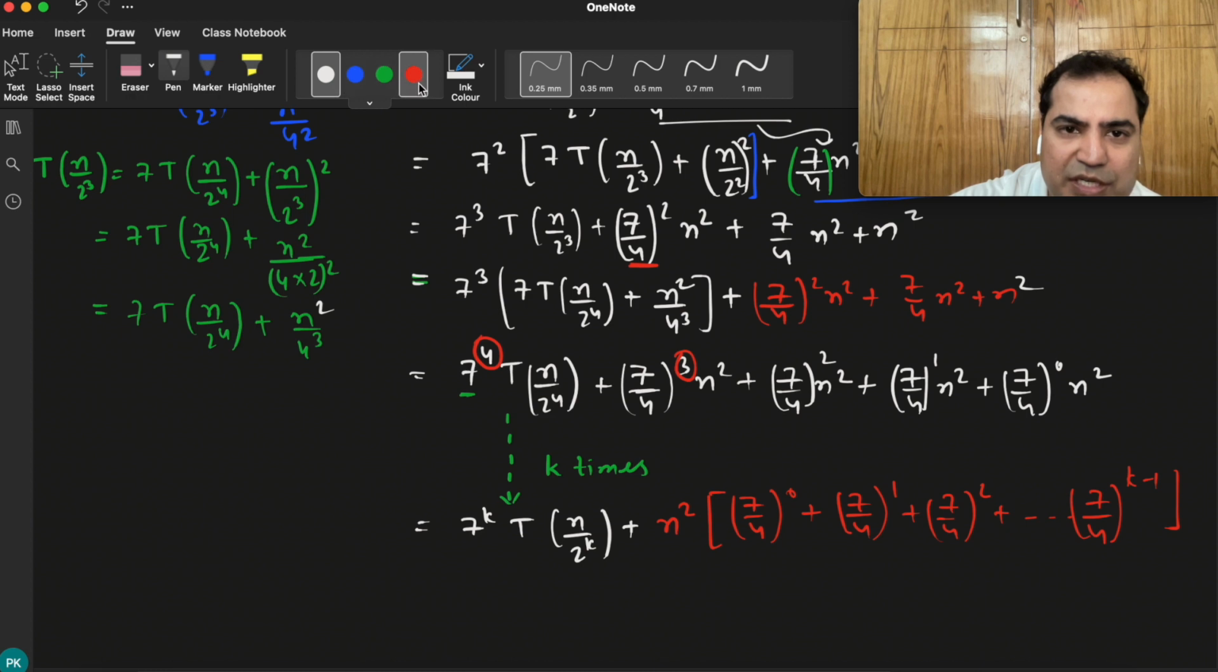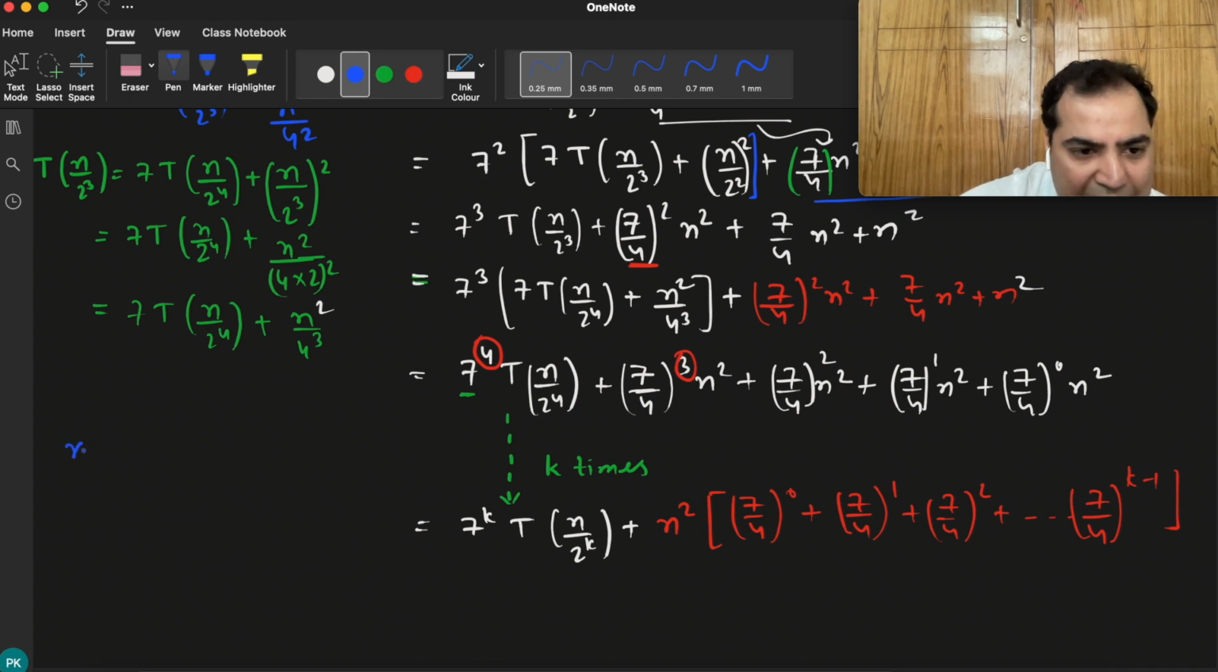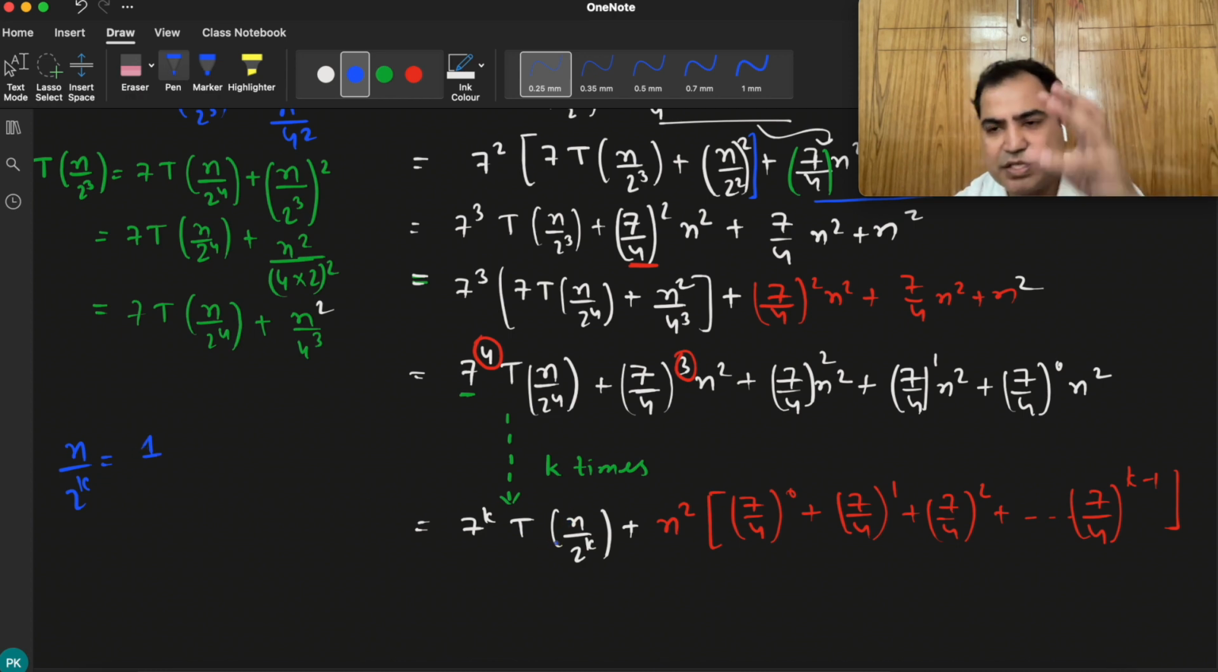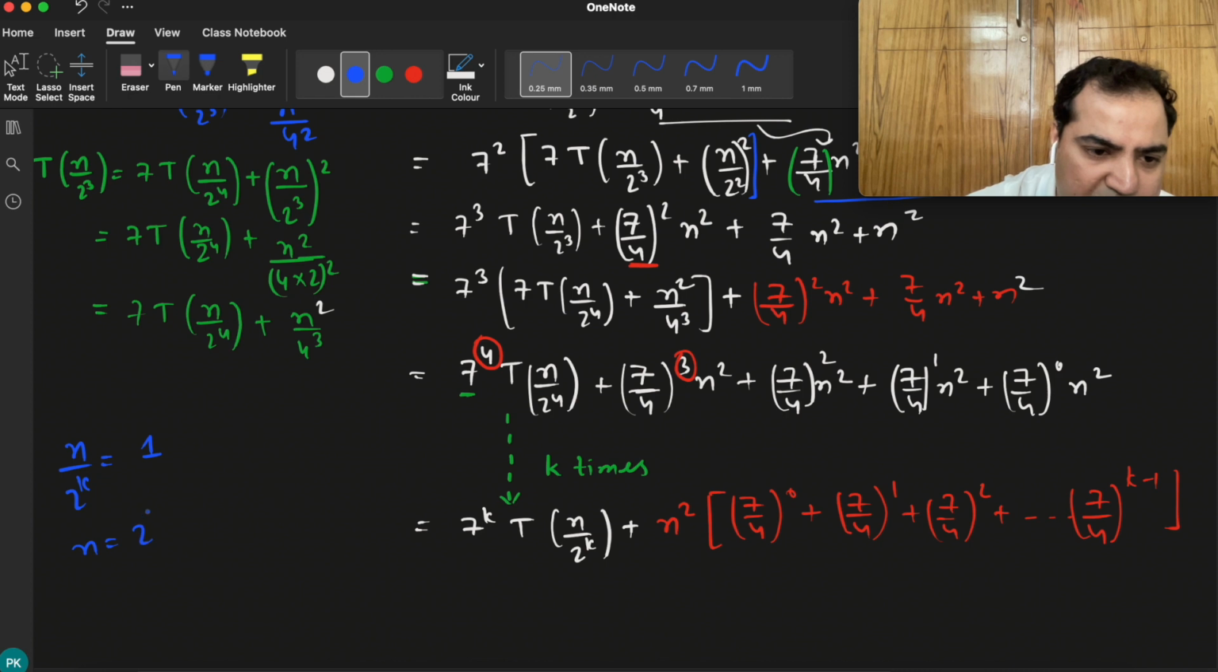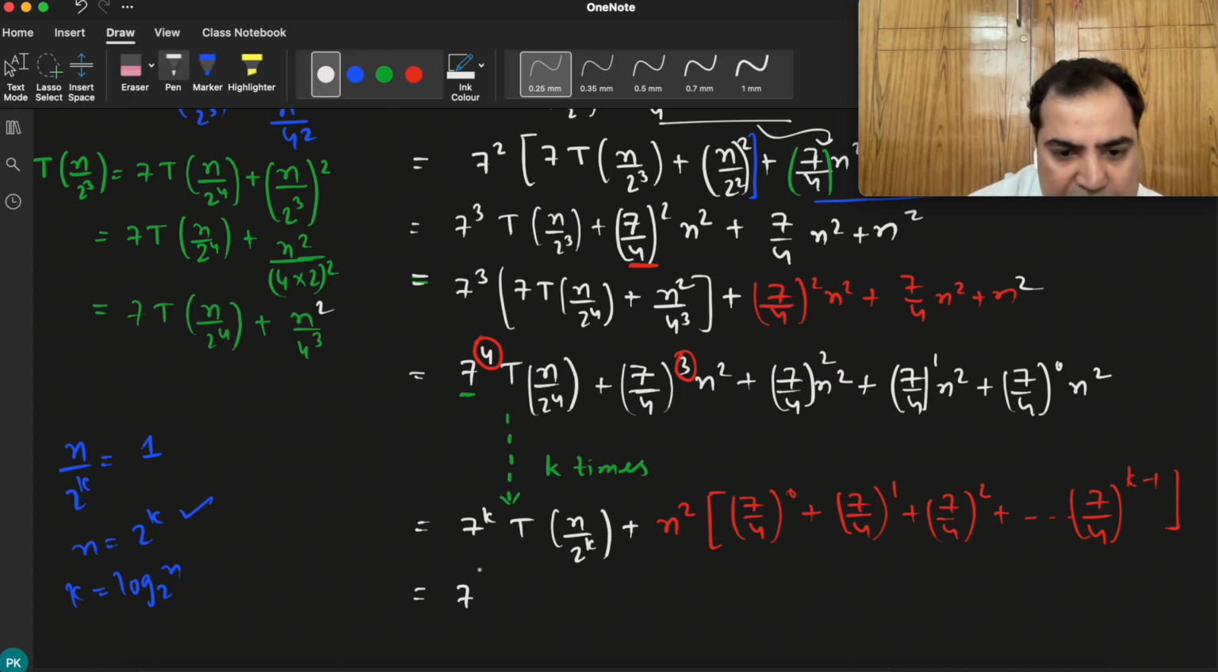So now we will come to the termination condition, right? As I have told you earlier also, how we can conclude the termination condition. The termination condition is something like this. If n by 2 raised to power k goes to 1, then this Strassen's recursive algorithm will get dissolved, means here it will stop, right? So that will make n equal to 2 raised to power k, and k will become log to the base 2 of n, right? This we have seen earlier also. So now I will replace k with log to the base 2 of n, right? So this will become 7 raised to power log to the base 2 of n, and this thing will become now T of 1, right?